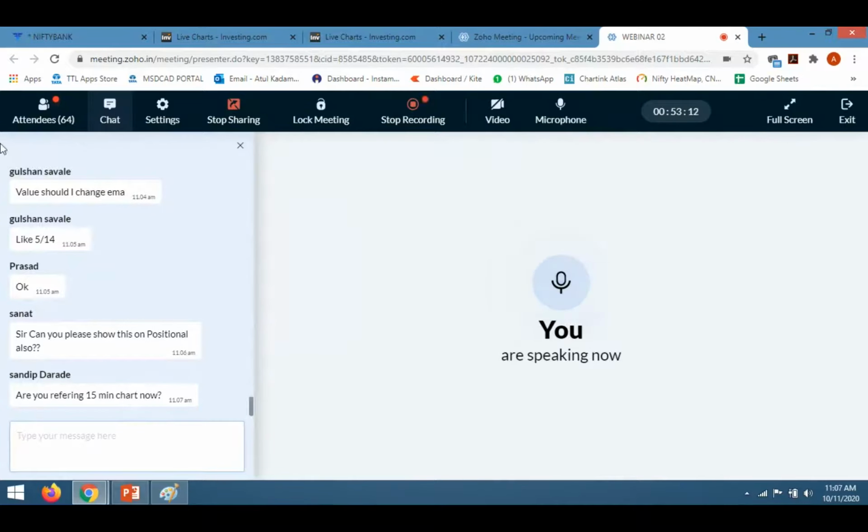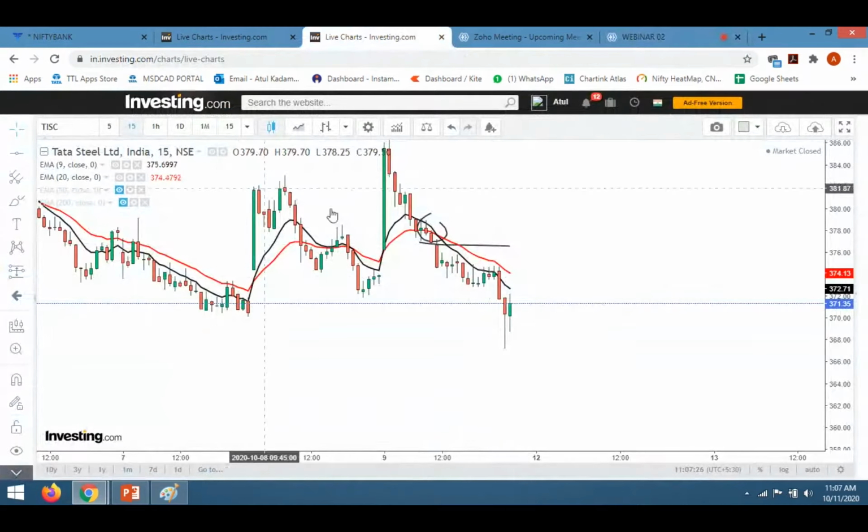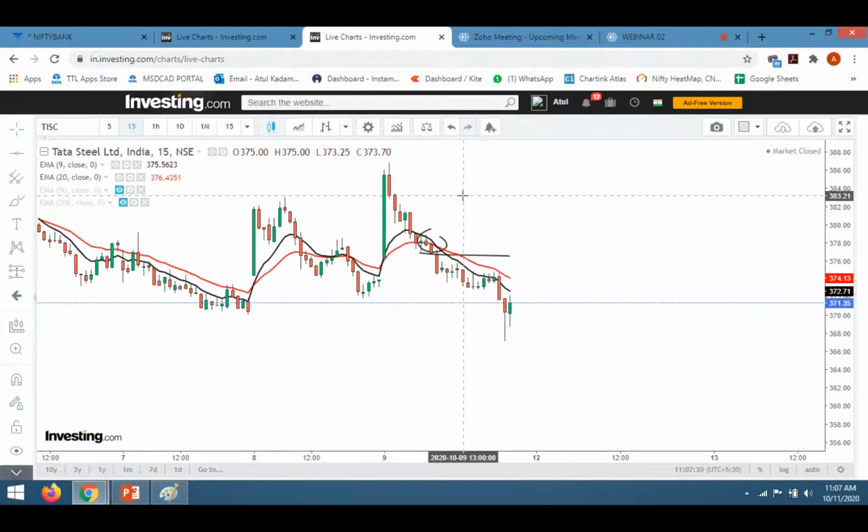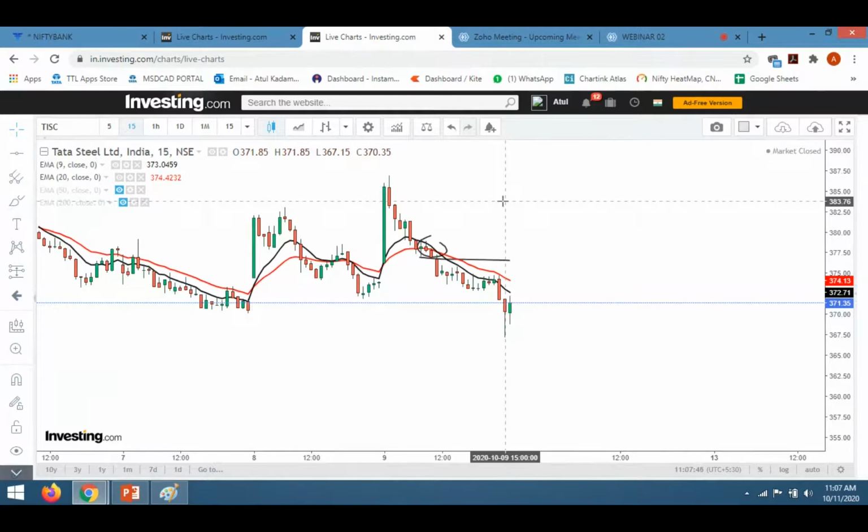Yes, Sandeep, this is a stock, that is why I am referring to the 15 minute chart. As I told, in stocks I use 15 minutes, and in an index like Bank Nifty I use 5 minutes. That is my way of working. You check what suits you. Bank Nifty is highly volatile, that's why I use 5 minutes. Stocks are not that volatile, so I use 15 minutes for stocks. This is a Tata Steel example, that's why I take 15 minutes. Whenever I take the Bank Nifty example, I use 5 minutes.